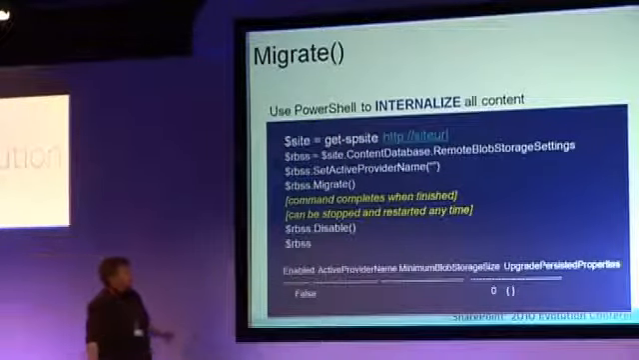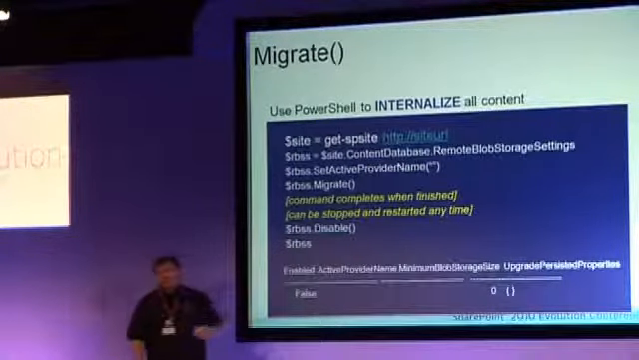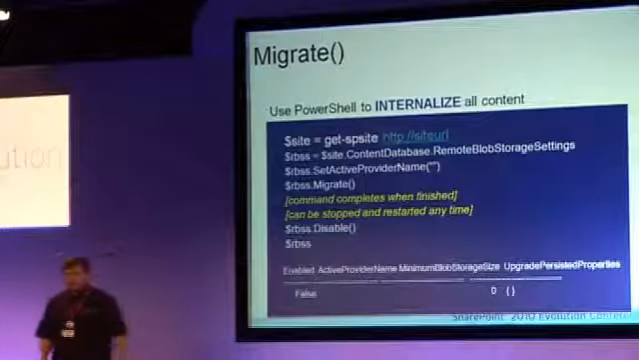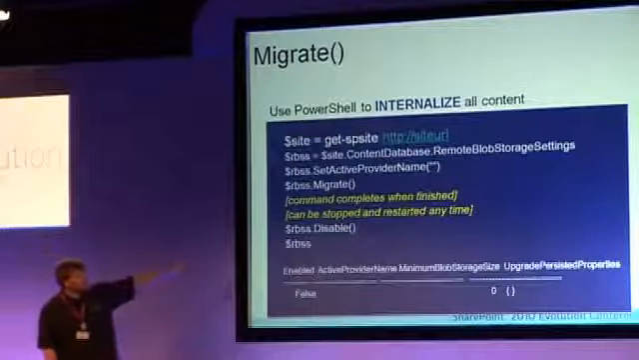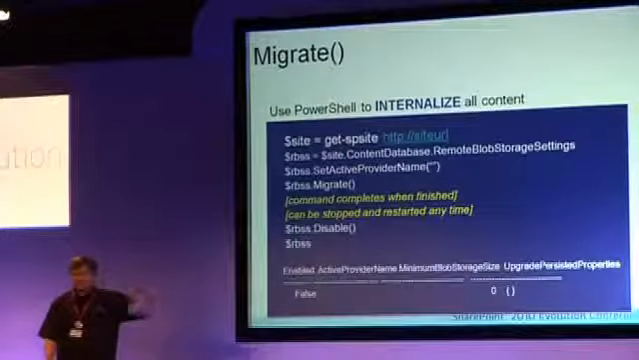And then the final thing, once you've internalized, is to disable it. So you just disable the remote blob storage. Because if you run this command and don't disable, for new content, it will continue to go out to the BLOBstore again.